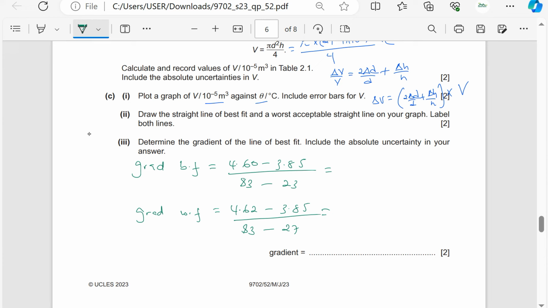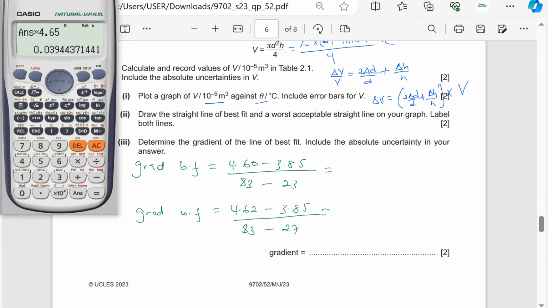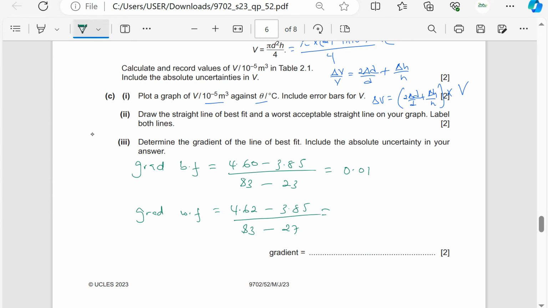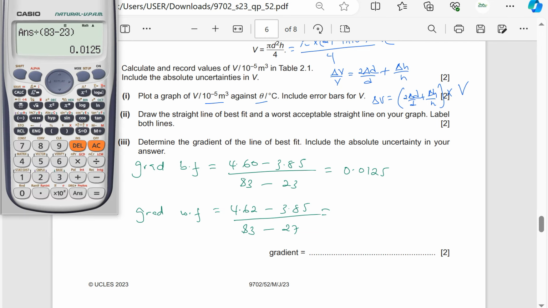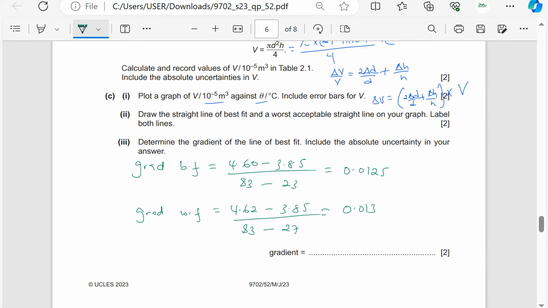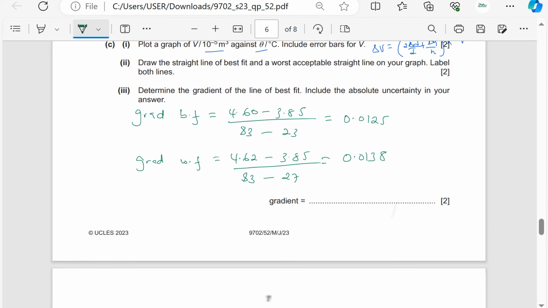Okay, so let's find these values very fast. 4.6 minus 3.85 divided by 83 minus 23. So this is 0.0125. Okay. Then the other one is 4.62 minus 3.85 divided by 83 minus 27. So this is 0.0138, the same number of significant figures.